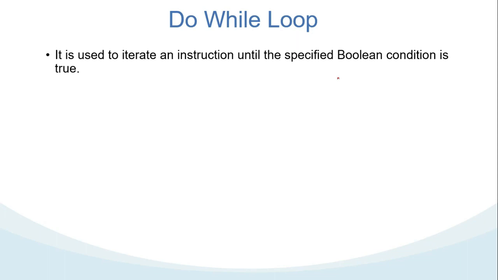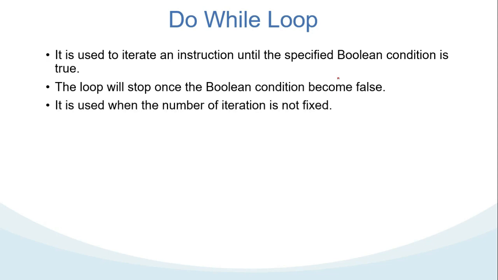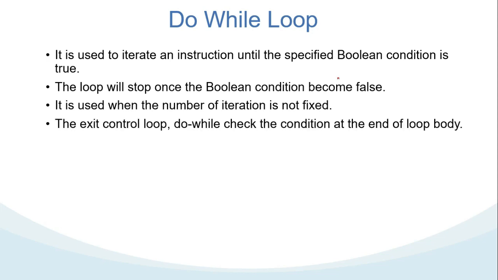Now the looping is do while loop. Do while loop is used to iterate an instruction until the specified Boolean condition is true. It will stop once the Boolean condition becomes false. Do while loop is used when the number of iterations is not fixed. The exit control loop do while checks the condition at the end of the loop body. The loop will be executed at least once.